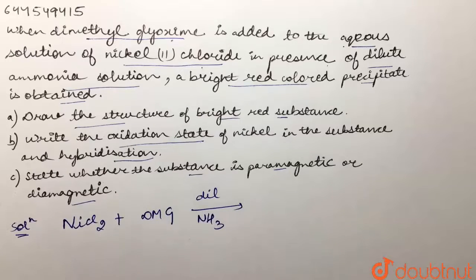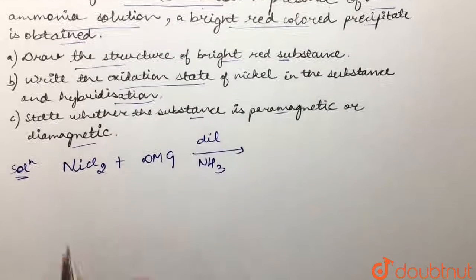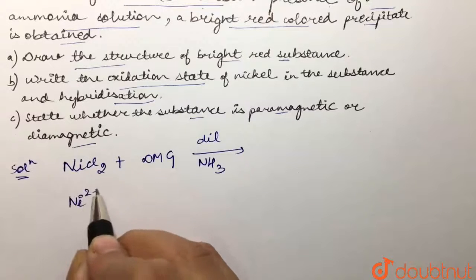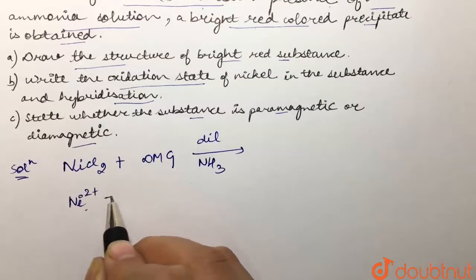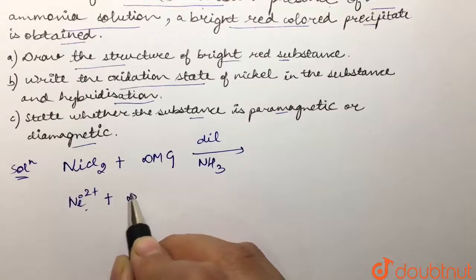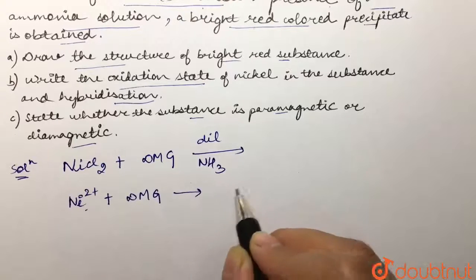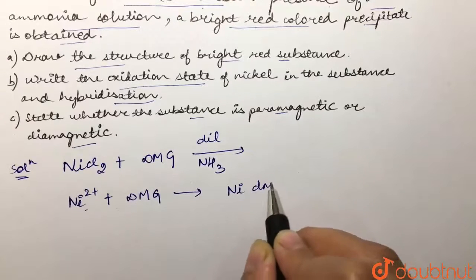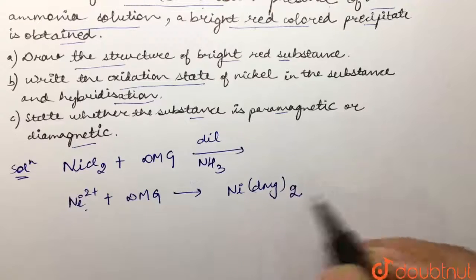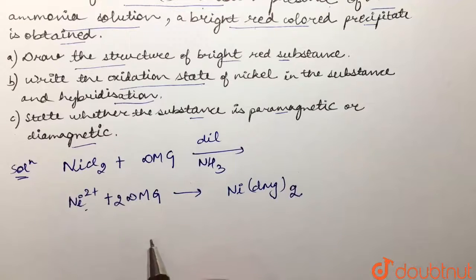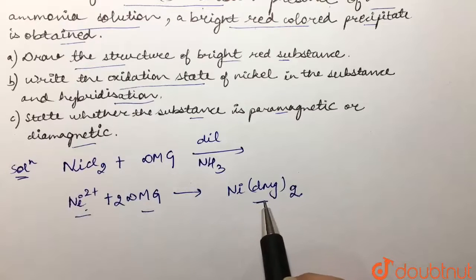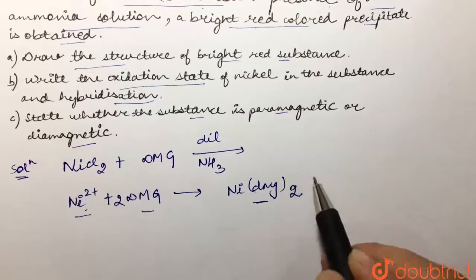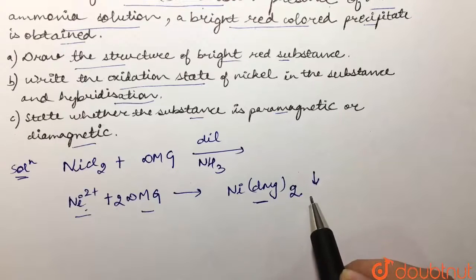So over here what is happening is that Ni2+, that is our nickel in +2 oxidation state, is reacting with our DMG and forming Ni(DMG) whole twice, right? So we have 2 DMG over here. So the nickel, when it reacts with DMG, forms this kind of complex Ni(DMG)2. This is the red precipitate that we are getting. This is bright red in color. So this is our product that has been formed.